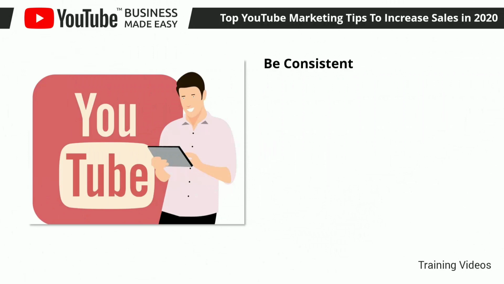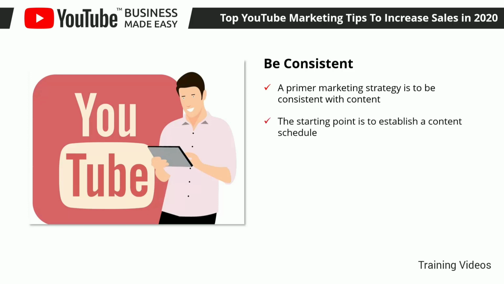Be consistent. A primary marketing strategy is to be consistent with content. This means that you have to publish content at the right time and when your audience expects it. The starting point is to establish a content schedule. You can, for example, study when your viewers are more active, and at what times, and on which days you get the most views, and to publish your videos at those times. You can look at the analytics section of your channel to get this information. You can then plan a content schedule based on those results.